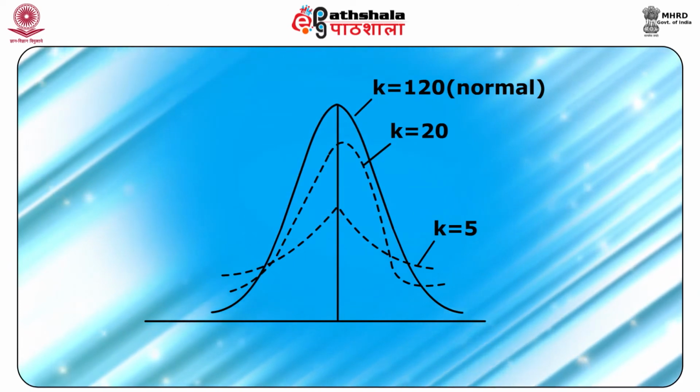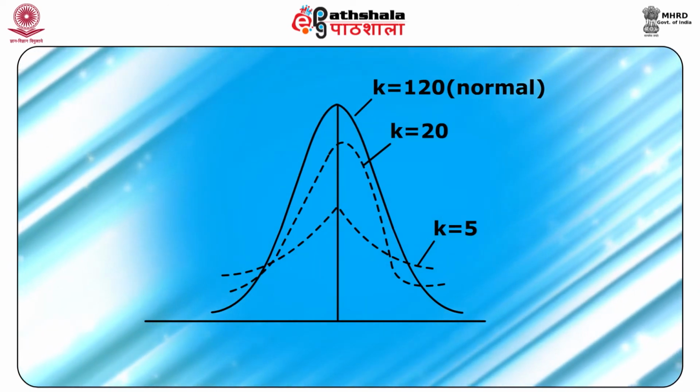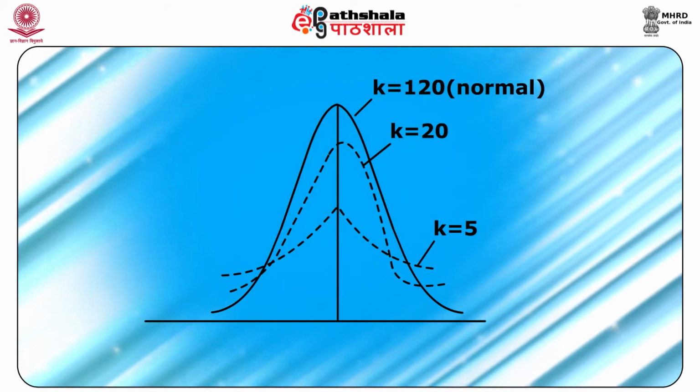of freedom, and we have k equal to 5, k equal to 20, and k equal to 120, which is almost a normal distribution. So let's see what the properties of the t distribution are. The t distribution is also a symmetrical distribution and therefore is similar to the normal distribution. However, it is flatter than the normal distribution, but as the degrees of freedom increase, the normal distribution approximates the t distribution, or I should say the t distribution approximates the normal distribution.